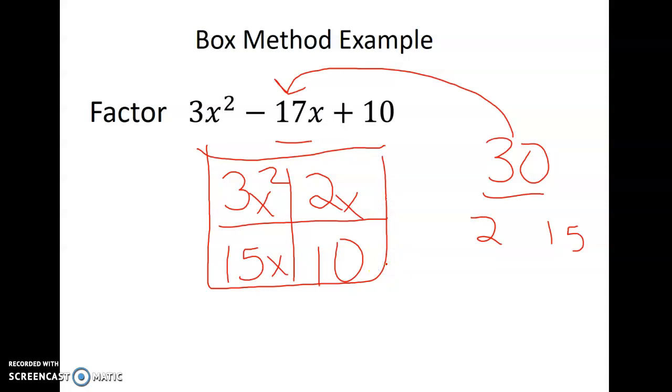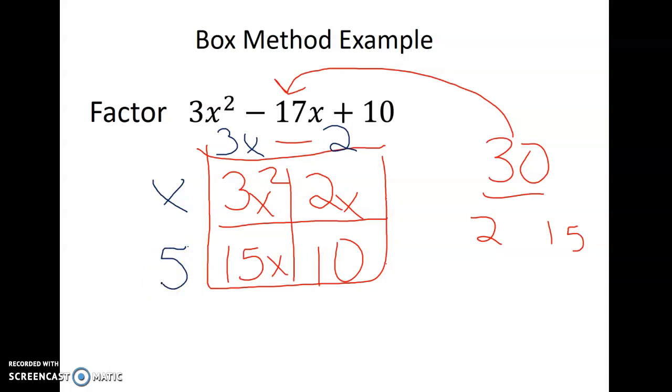I see 2x and 10 here. All right, so 2x and 10, let me change my color. 2x and 10, the GCF is going to be just a 2. All right, and let's see, the GCF of 3x squared and 15x is going to be 3x. You guys should be good at finding GCFs. 2x and 3x squared, the only thing I can divide both of them by is x. And 15x and 10, the only thing I can divide both of them by is 5.